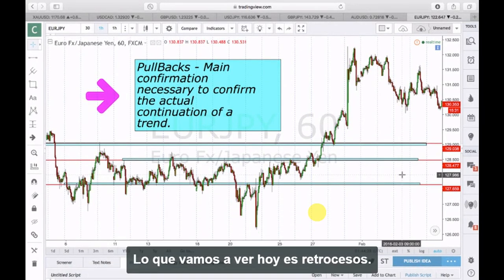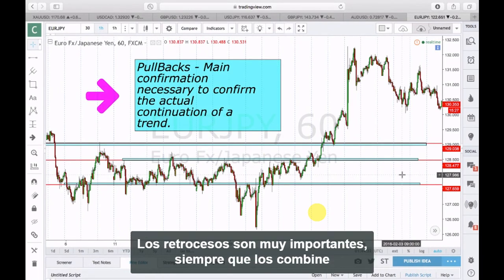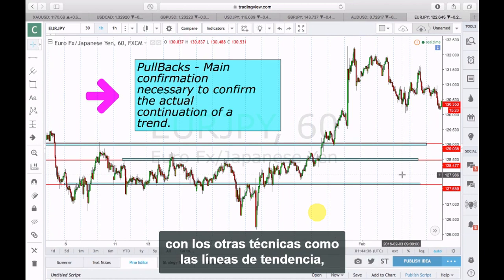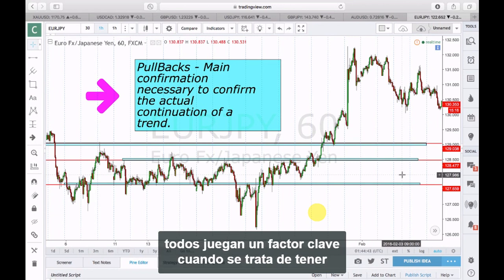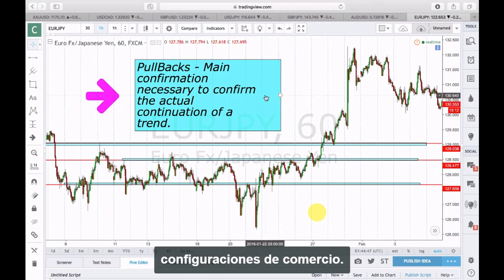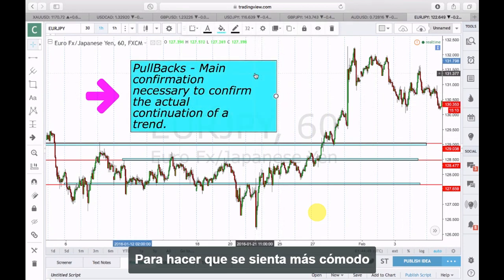What we're going to be going over today is pullbacks. Pullbacks are very important as long as you combine them with the other technicals such as the trend lines, the price reversal zones, the support and resistance lines. These all play into a key factor when it comes to having trade setups to make you feel more comfortable to press that buy or sell button.